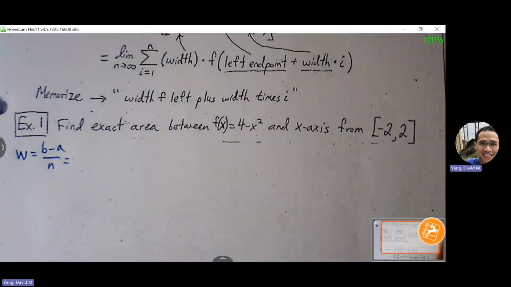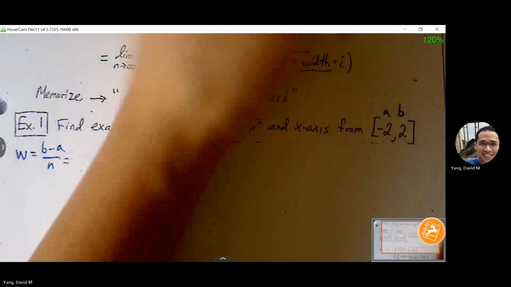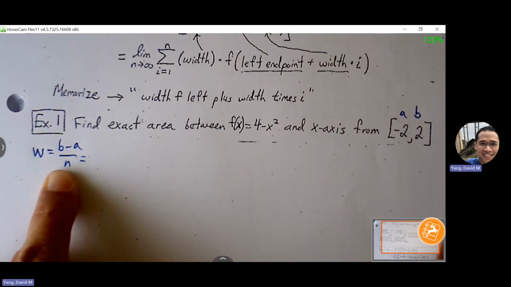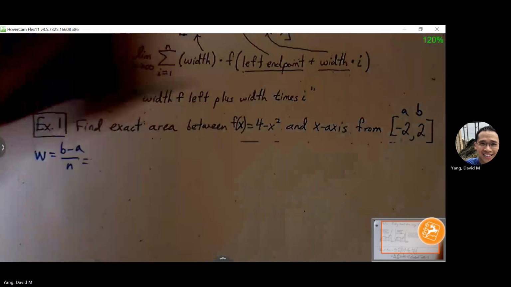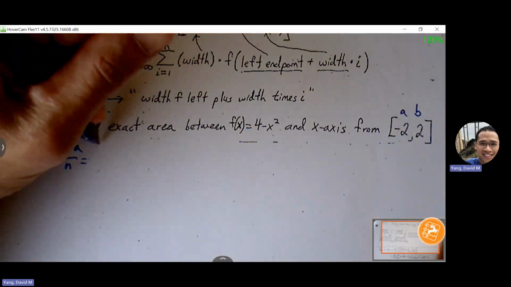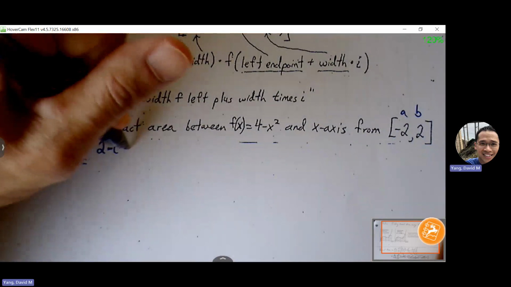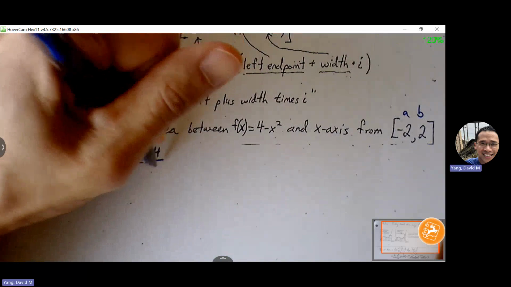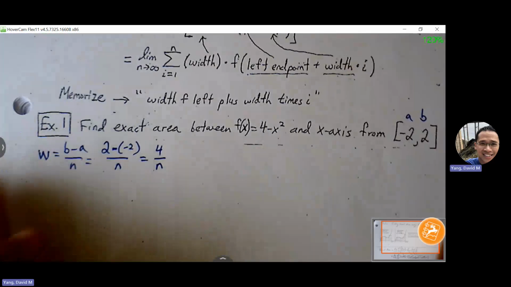Okay, what's my a and b value? Yeah, -2 and 2, right? And then my n is going to stay as n because we don't want to force it into just a number, right? We want to let it have that flexibility to change. Okay, so my b minus a over n is just 2 minus -2 over n. We're going to leave that n there. So 4 over n, that's the width.